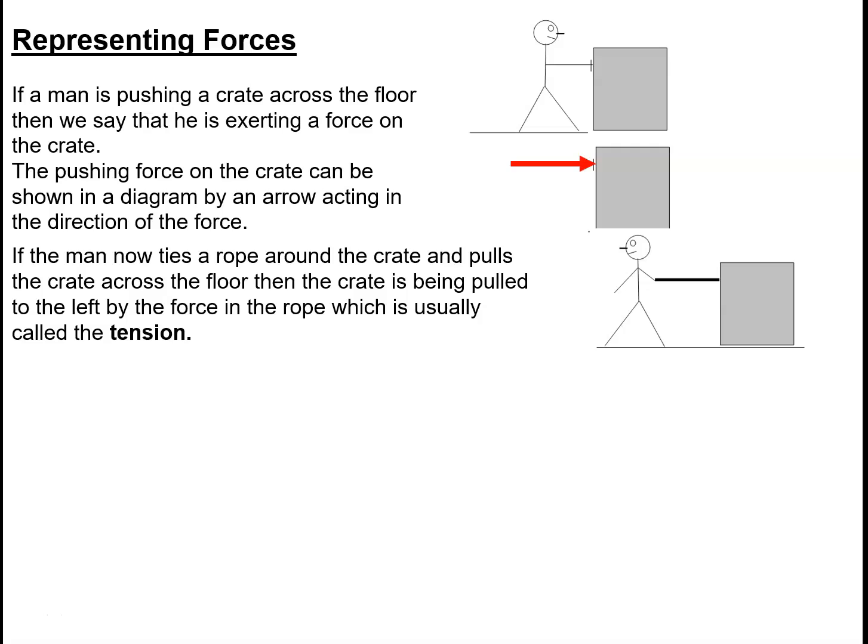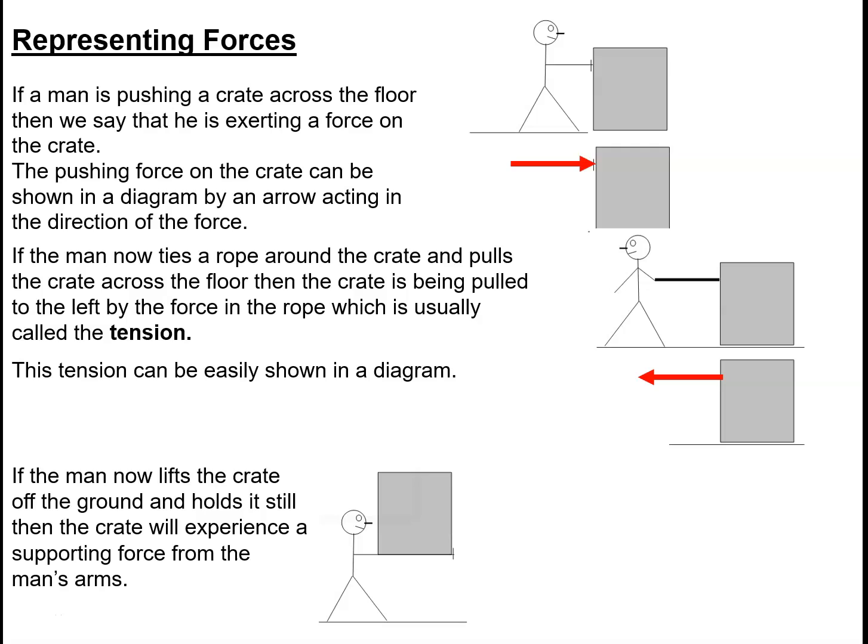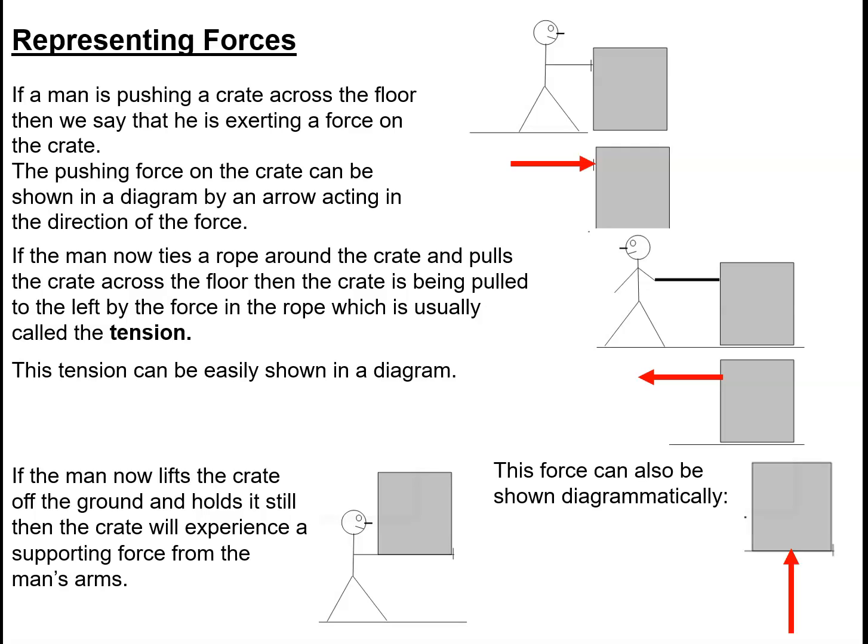If the man now ties a rope around the crate and pulls the crate across the floor, then the crate is being pulled to the left by the force in the rope, which we'd normally call the tension in the rope. And we can represent that in a diagram. If the man now lifts the crate off the ground and holds it still, then the crate will experience a supporting force from the man's arms going vertically upwards, and we can draw that in our diagram as well.